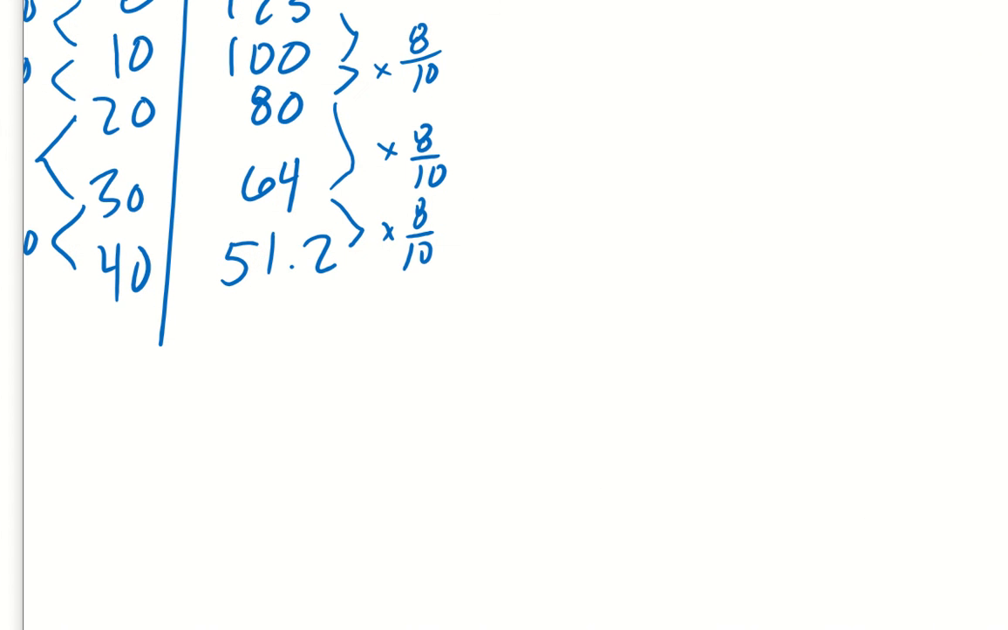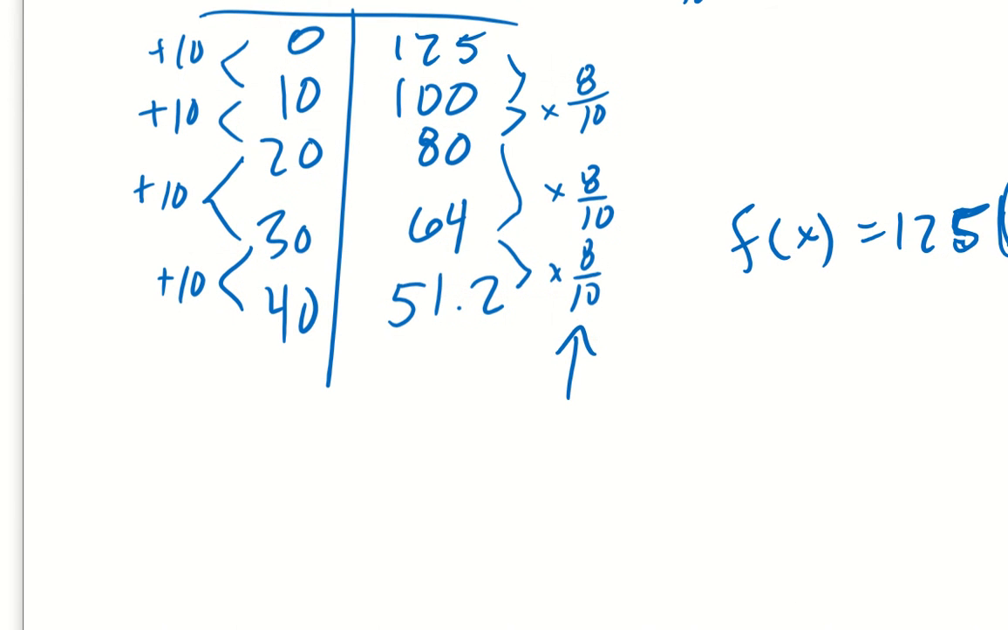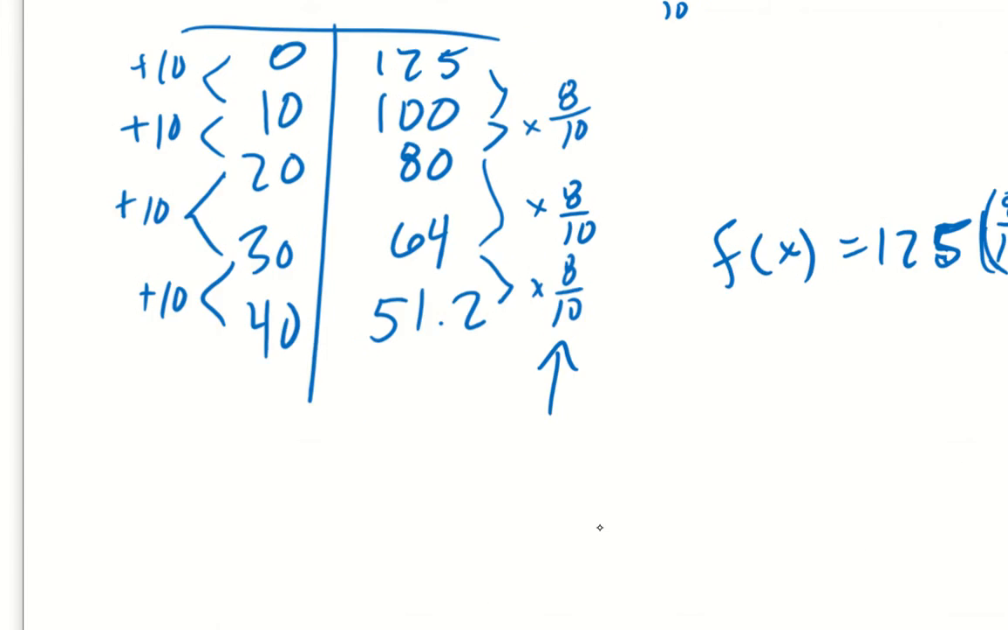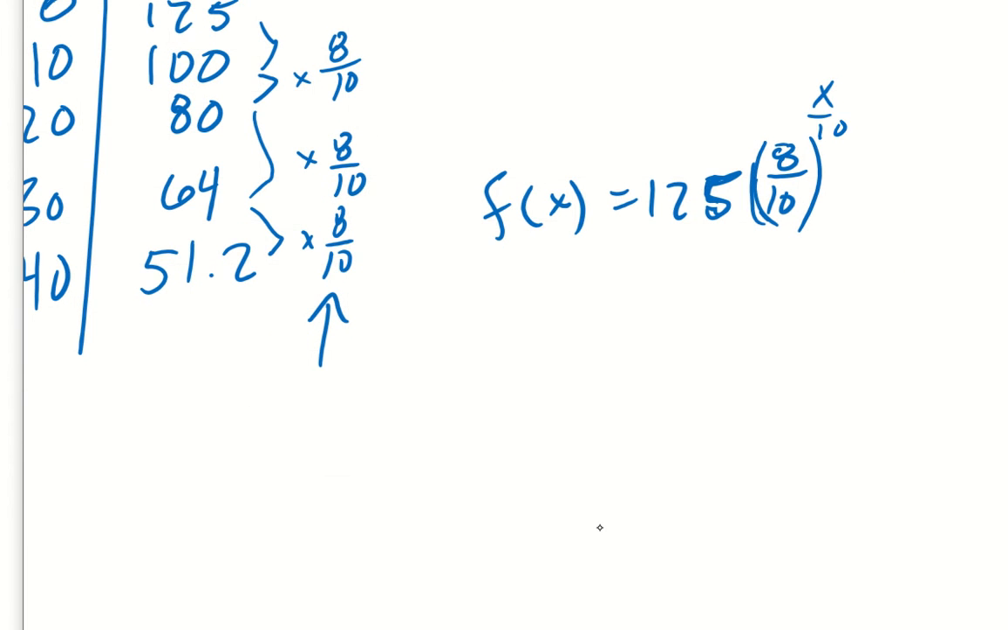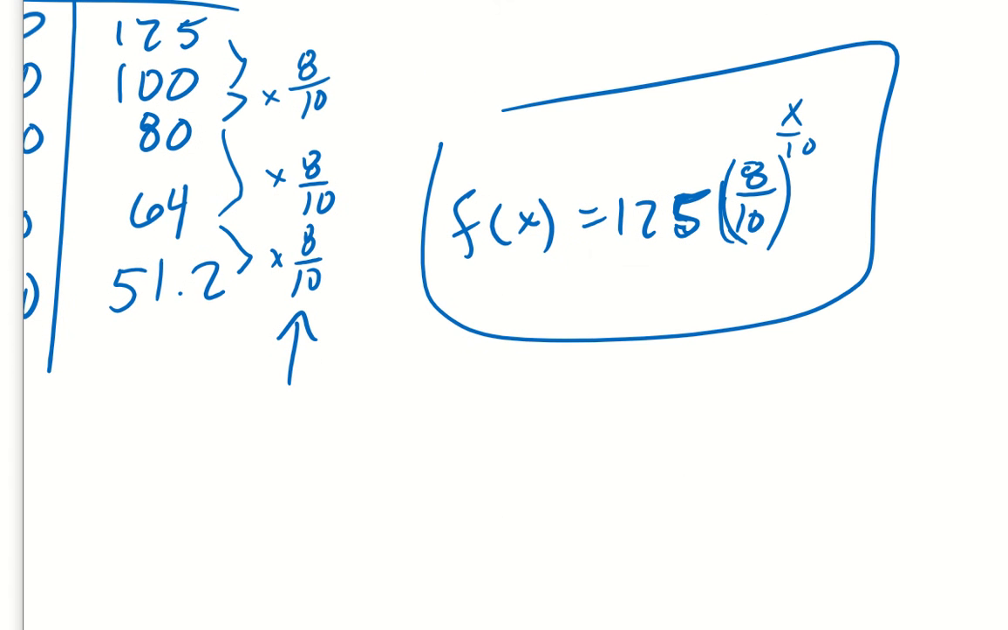So then our starting value is 125, so then we're going to get f of x equals 125 times 8/10 is the rate of change. And again, 4/5 is correct. I just didn't catch it. You needed to do these parentheses because when you put a quotient to an exponent, if it's not in parentheses, it won't be for both of them. And it's every 10 x's, which I got from right here. So this is our equation.